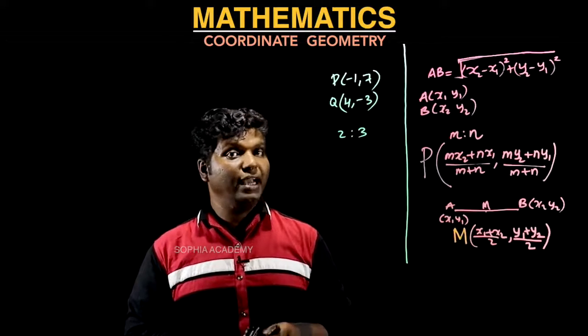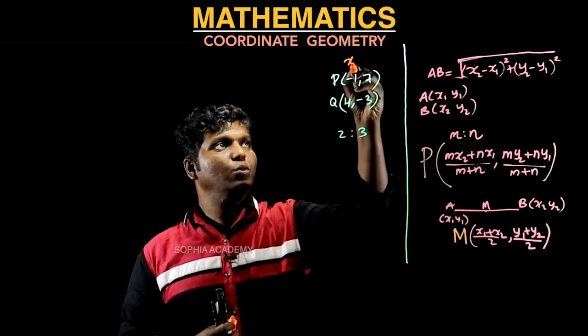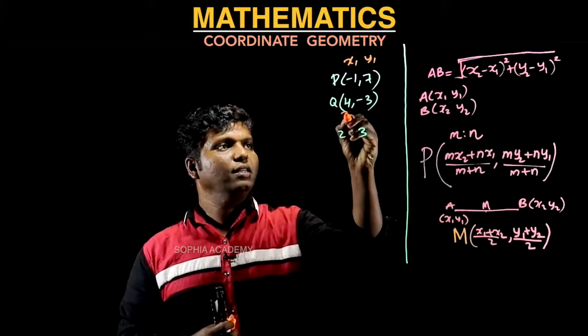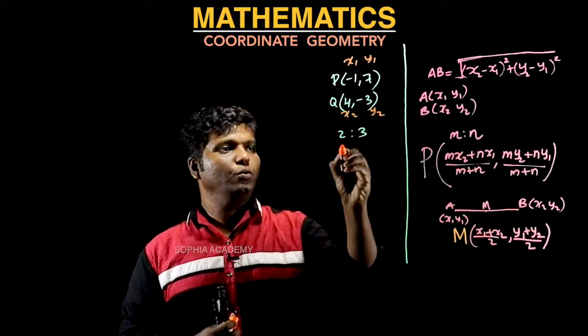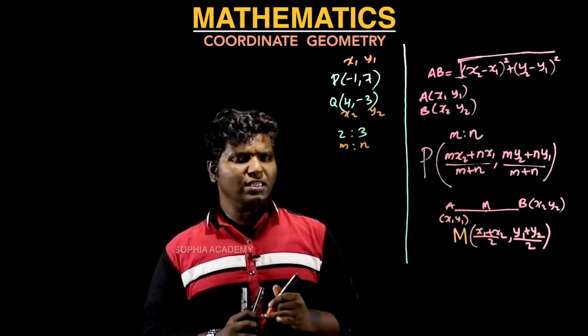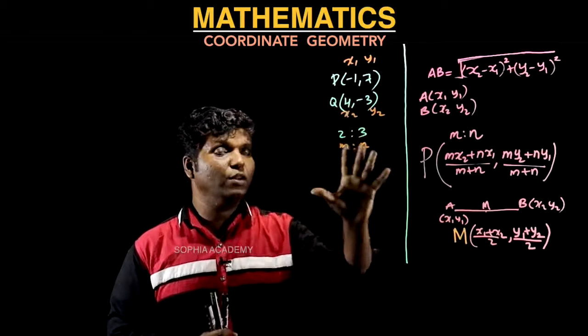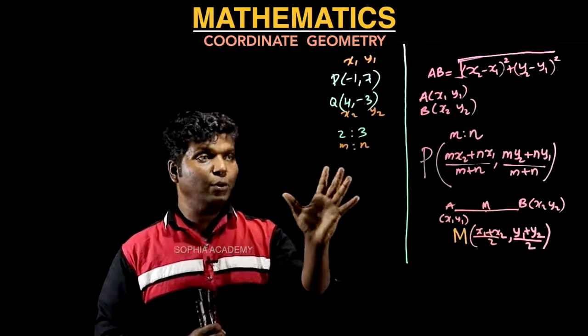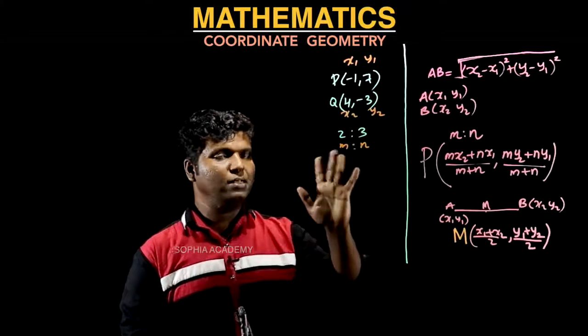So here, the very first one is what we call the x1, y1. This one will be your x1, this is your y1, this is your x2, this is your y2, and this is your m:n. So when you get a question like this, mark it in such a way inside your working column. So that much is over.